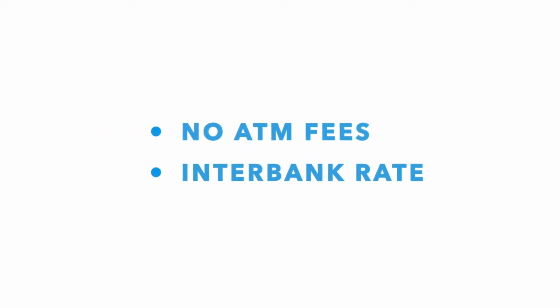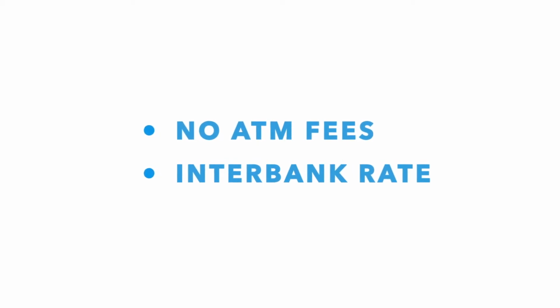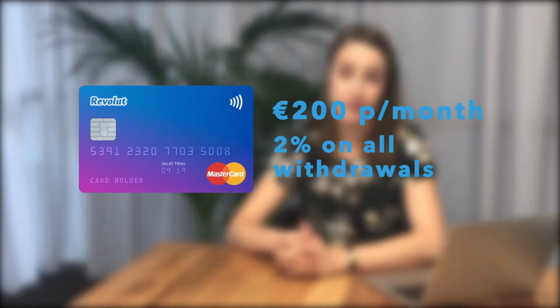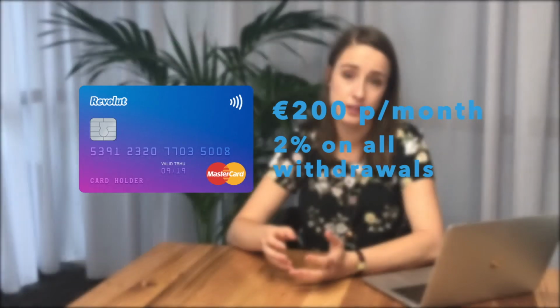The most important thing you need to be aware of with Revolut is their fees. While they boast no international ATM fees and the interbank rate, there are limits. When you're withdrawing money internationally with your Revolut card, you have a limit of €200 per month. When we made this video, that was about 320 Australian dollars. After you've reached this limit, you'll be charged 2% on all your international withdrawal transactions.